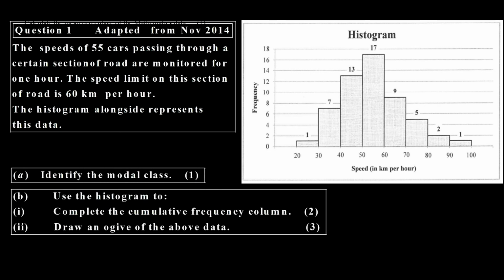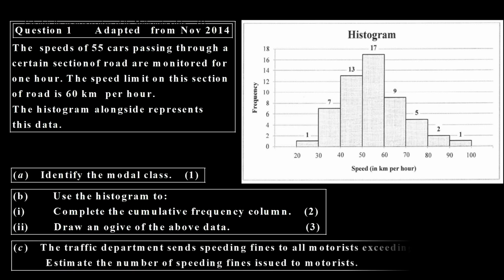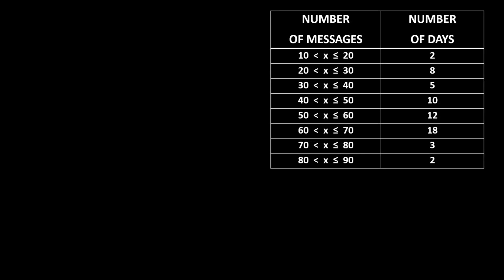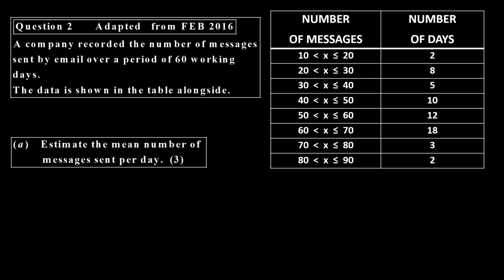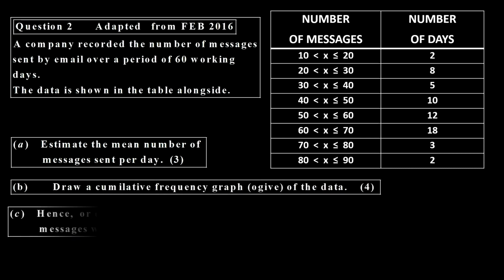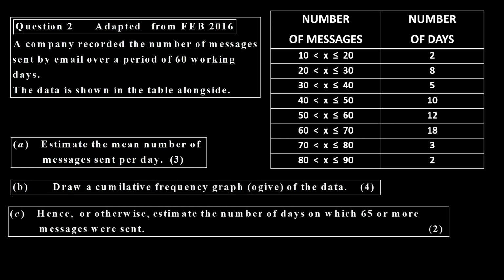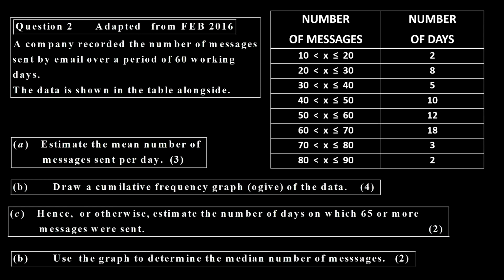Then you have to complete the frequency column, right? Draw an OGIVE, and then they have a question that you have to estimate the number of speeding fines issued to the motorists. Okay, you have to take a reading from your OGIVE. Then the second question comes from February 2016. There's a frequency table. There we have to calculate the mean, draw a cumulative frequency graph. Then there's an application that we have to do there. And then we also have to calculate the median as well.